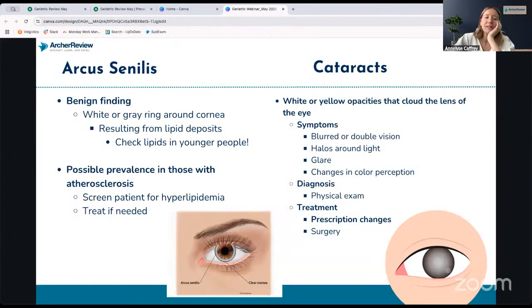Last couple things here, arcus senilis, that's benign. It's that gray ring around the eyes in older adults. It's usually due to lipid deposits. If it's on both eyes, that's normal. If it's just on one eye, that's when it's a little concerning. I would do further workup if I saw it only in one eye, but that gray ring around the eye is normal in older adults when bilateral. It is kind of a sign of hyperlipidemia, so if I see it, even if it's normal, I'll always grab a lipid panel just to see where they're at and if they need to be put on a statin.